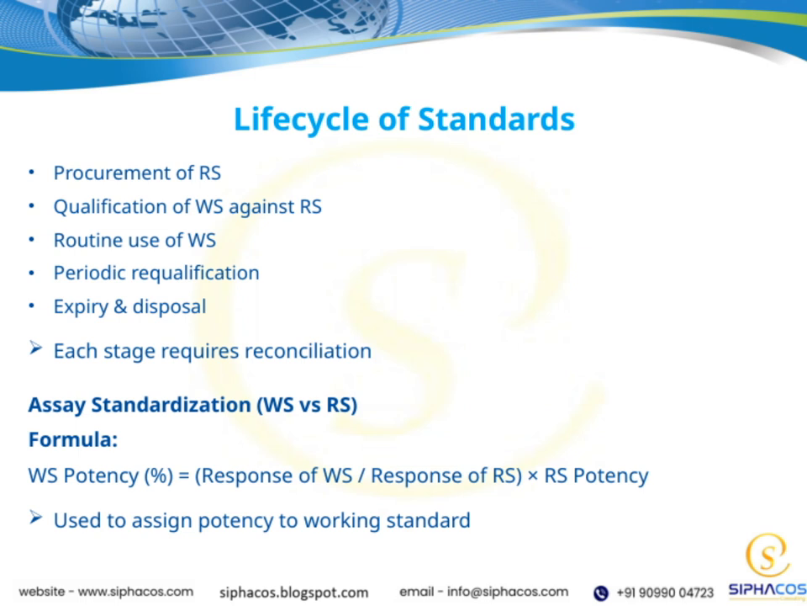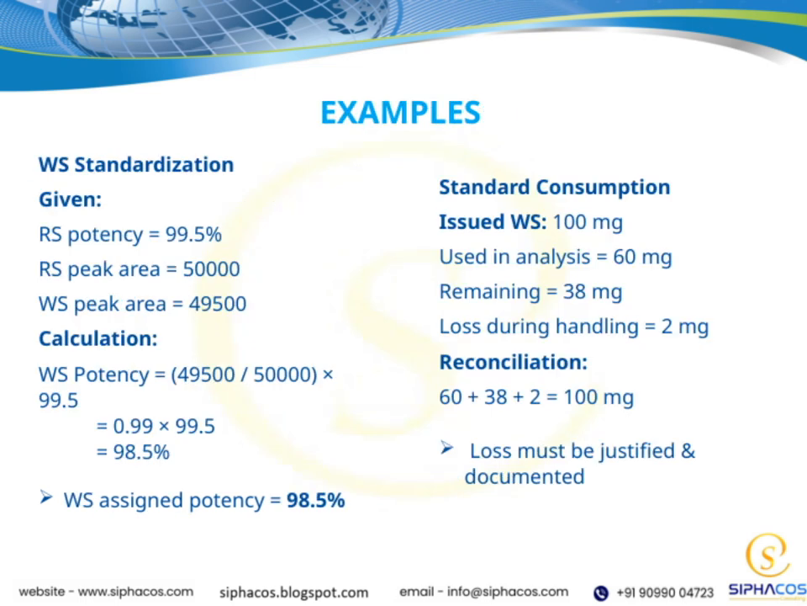This is where assay standardization comes into play, using a specific formula. WS potency, percent, equals the response of WS divided by the response of RS, multiplied by the RS potency. This calculation is key because it allows us to accurately assign potency to our working standards, ensuring our results are accurate and comparable. So, in essence, understanding and managing this life cycle helps us maintain quality and trustworthiness in our testing processes.